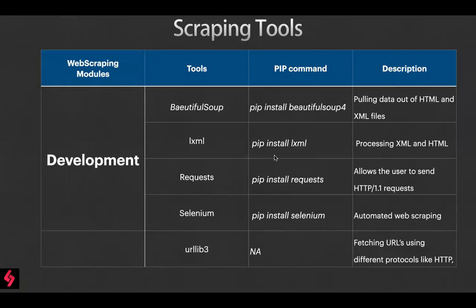LXML is also very popular. For example, if you want to extract information from bigger applications, then we can go for LXML. What it will do is process the data from HTML and XML and give it to us as Python objects. Without LXML we can also run Beautiful Soup, but if the project is big, then it is better to go for LXML.